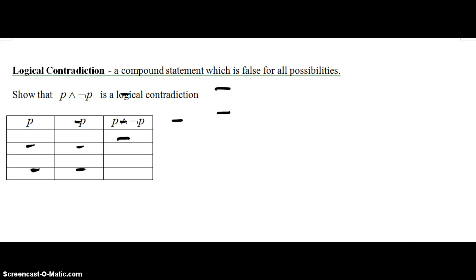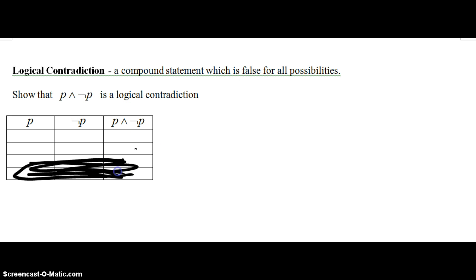Logical contradiction. I'm having some issues with my pen today. A compound statement which is false for all possibilities. Kind of the opposite of a tautology. It's false for all possibilities. So see if you can fill this in. The hint is these columns are not necessary. Just these first two. So you can stop and fill this in.